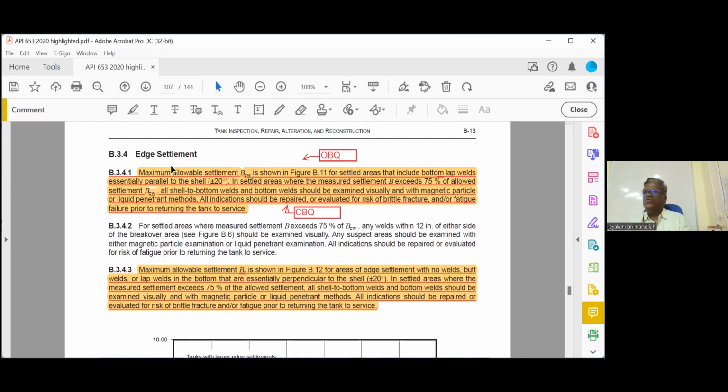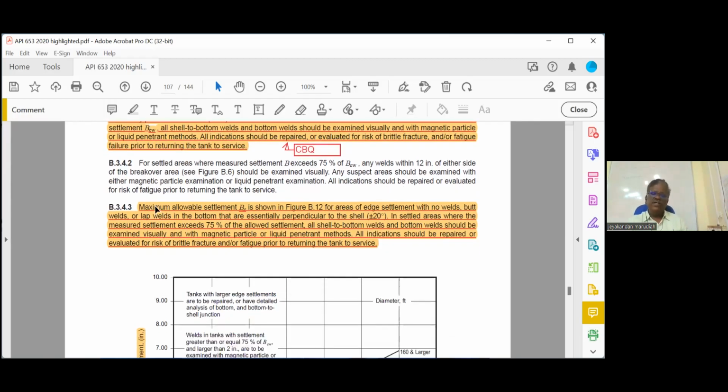Suppose it is 3 inch. Even though it is acceptable, because 3.5 is acceptable, if it is more than 75% of 3.5, we have to do MT or PT in the area to check for any cracks. So highlight this one, B3.4.1. Maximum allowable settlement for settled area that includes bottom lap joints essentially parallel. In settled area where the measured settlement exceeds 75% of the allowed settlement, all shell-to-bottom welds and bottom welds should be examined visually and with the magnetic particle or liquid penetrant methods. All indications should be repaired or evaluated for risk of brittle and fatigue failure prior to returning to service. So any defects, we have to repair it.